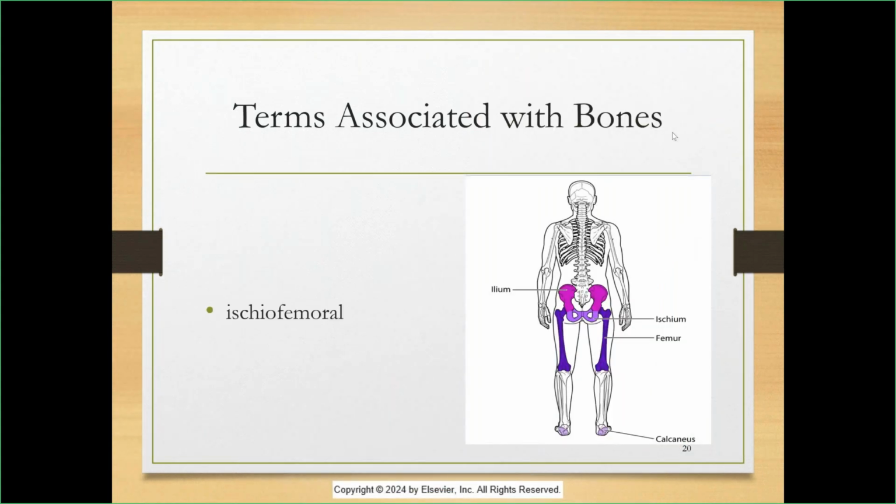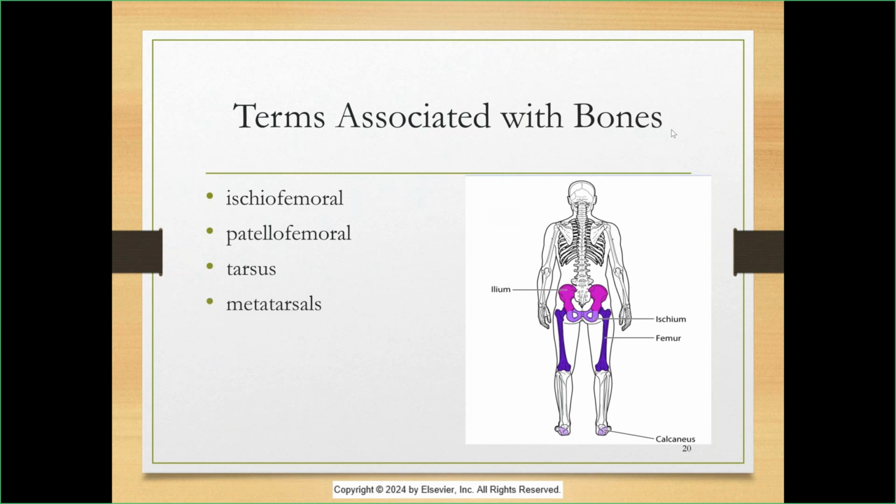Ischiofemoral pertains to the ischium and femur. Patellofemoral relates to the patella, kneecap, and femur. Tarsus refers to the ankle. Metatarsal stands for the bones between the tarsals and the phalanges, toes. Calcaneus relates to the heel. Osteoid refers to a bone. Calcification is the process by which organic tissue becomes hardened by deposits of calcium.